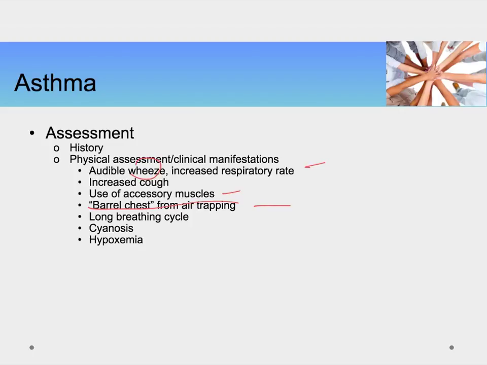Think about this. If you have an inflamed, constricted airway, you're going to try to take a long breath in to get that oxygen in, and then they'll have a long expiratory phase as well because they're trying to blow out that CO2 through this restricted airway. Cyanosis, of course, we know is indicative of not getting enough oxygen. Cyanosis and hypoxemia. Hypoxemia means you have a low oxygen level in your blood, and that's as a result of not being able to pull in your oxygen as you need it because you have a constricted airway.